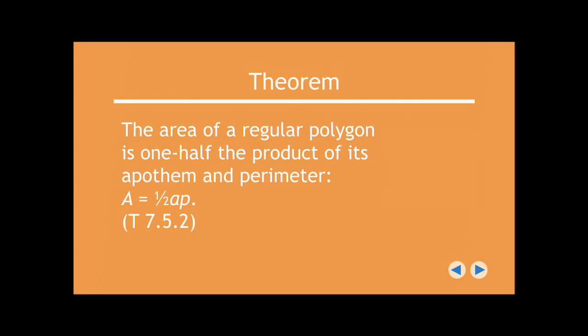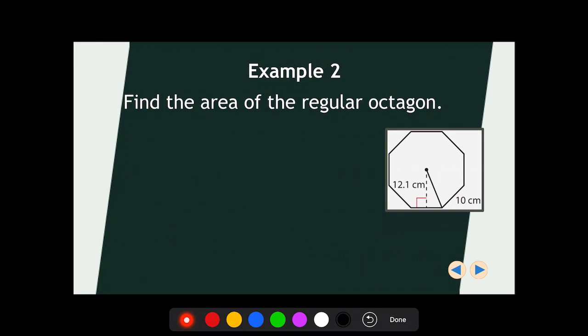Let's take a look at example 2. Find the area of the regular octagon. Okay, so in order to figure out the area of a regular octagon, we have to remember the formula A equals 1/2 AP. I start there immediately. So there are 2 pieces I have to have. I have to have the apothem and I have to have the perimeter.